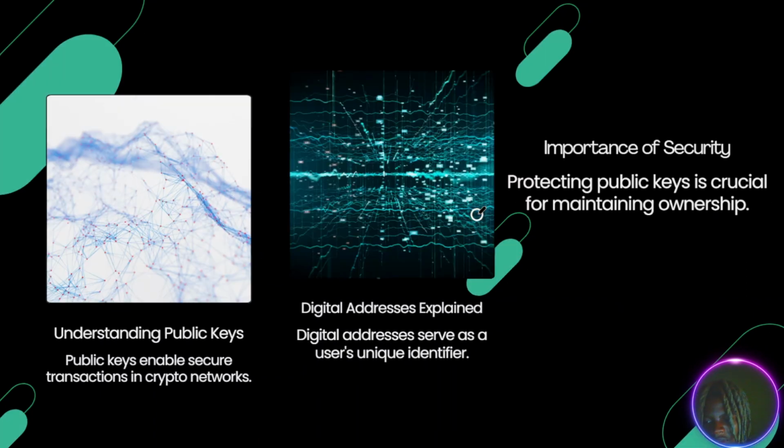So, understanding public keys. Public keys enable secure transactions in crypto networks, and digital addresses serve as a user's unique identifier. Everyone has their own specific digital address, whether it be for Ethereum, Bitcoin, Solana, or USDT. There are different addresses that you're going to be able to receive money on depending on what you have, and everyone in the world has a different one. That's the super cool and confidential thing about sending crypto. And protecting public keys is going to be crucial for maintaining ownership.